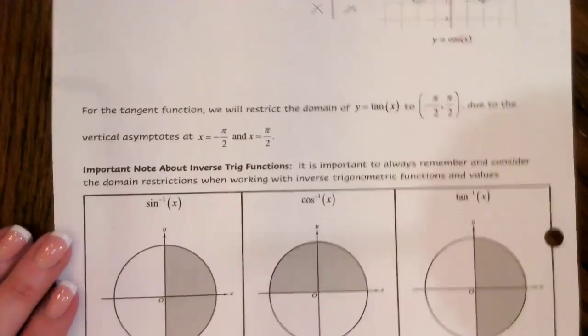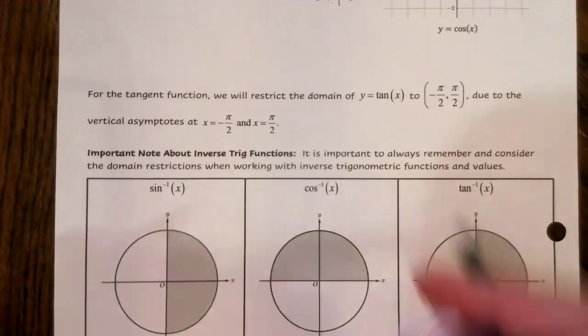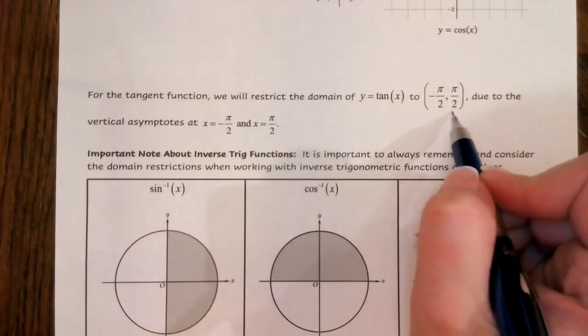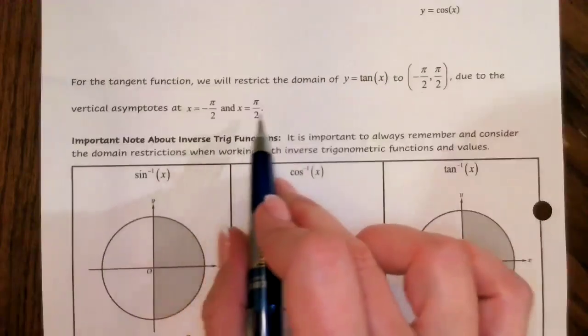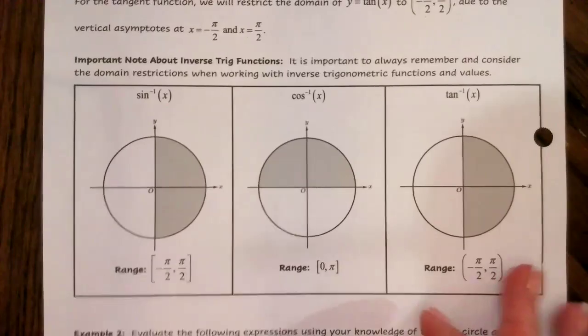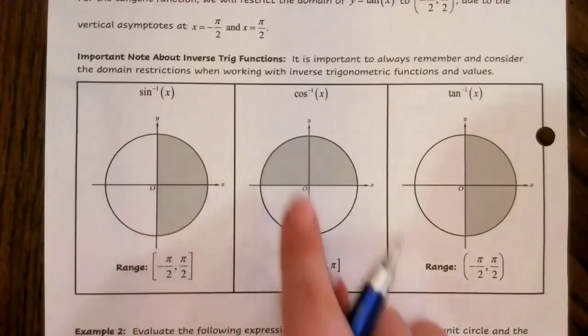All right, for the tangent function, we said that's going to be the easiest because it's from asymptote to asymptote. So we restrict that domain to negative pi over 2 to pi over 2 because that's where my two vertical asymptotes are, and that makes it 1 to 1. An important note about the inverse trig functions: it's important to always remember and consider that domain restriction as we work on solving and finding the inverses. Those are really important.